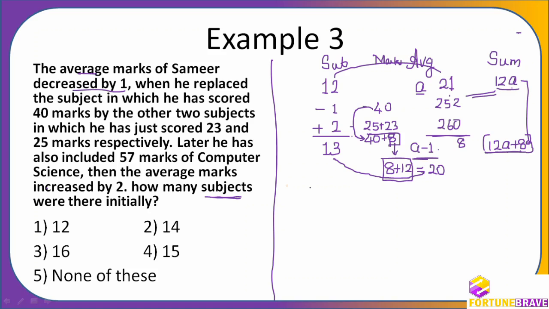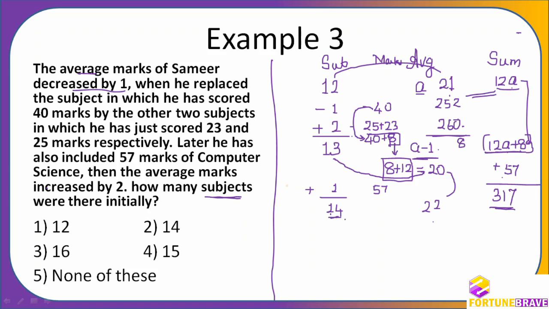Now if I add one more subject, then it should become how much? 14, and the average will increase by 2. So average will increase by 2 means it will become how much? 22. Now what they are saying is that this new subject has plus 57. Are you getting my point? So if I add 260 plus 57, how much will that be? 317. So we will see whether 14 into 22 can be equal to 317.